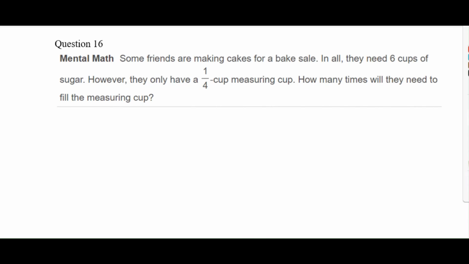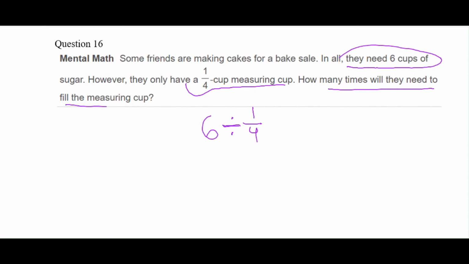Some friends are making cakes for a bake sale. In all, they need 6 cups of sugar. However, they only have a 1/4 cup measuring cup. How many times will you need to fill the measuring cup? So everything that they need is 6 cups. So we're going to start with 6 cups, and we're going to keep making groups of 1/4 cup. So I'm making groups of 1/4. So that tells me that that needs to be my divisor, my second term. What I'm making groups of, or what I'm dividing evenly into. How many times will I need to fill the measuring cup?